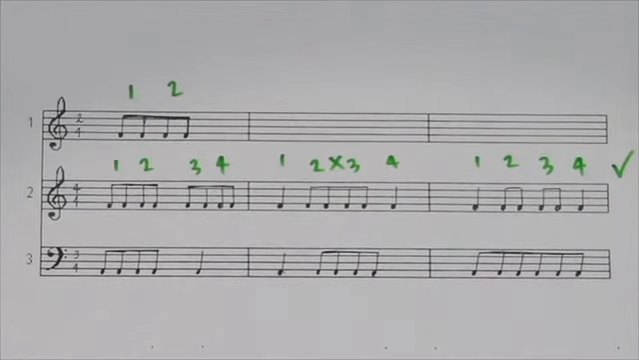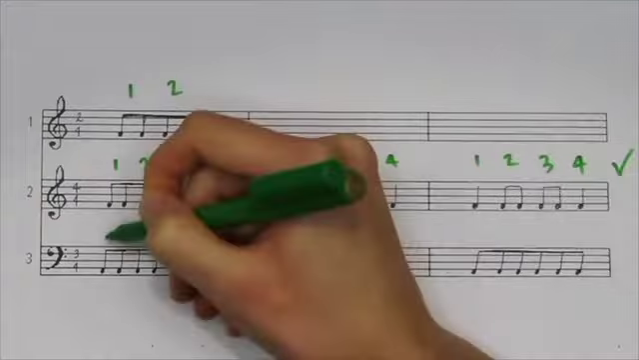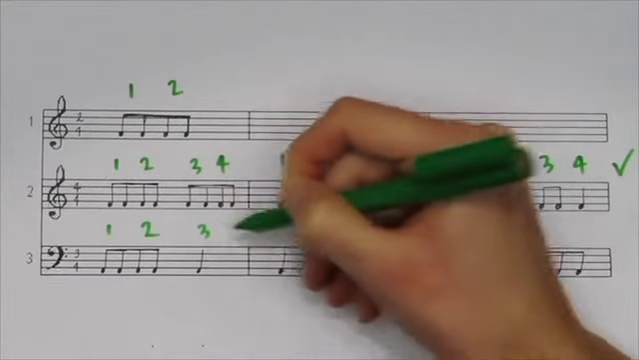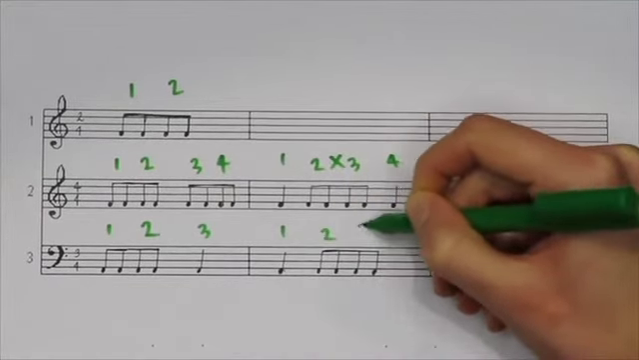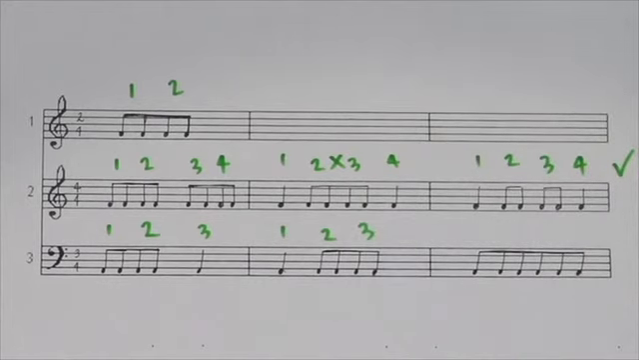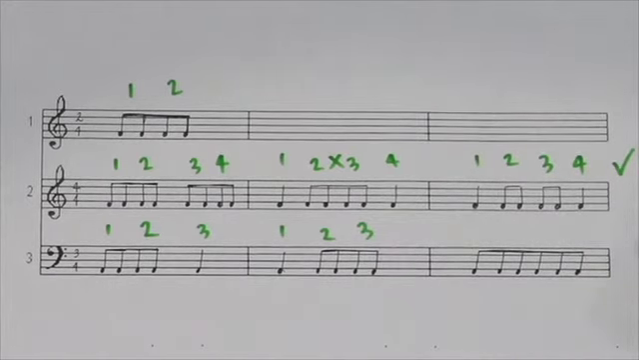In simple triple, we can group 4 quavers in a row on either beats 1 and 2, or 2 and 3. In simple triple, we can also group 6 quavers in a row.